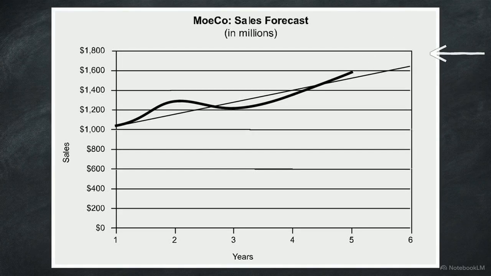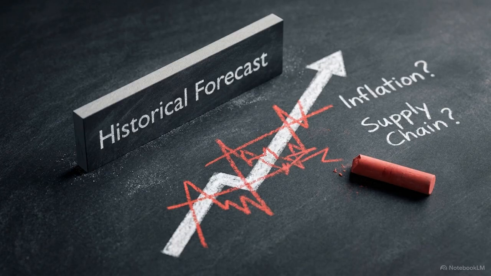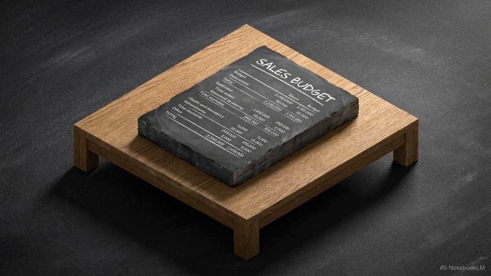But linear projections assume a static environment, ignoring real-world variables like inflation and changes in pricing. Because these dynamic variables constantly bend the trajectory, a backward-looking forecast is incomplete. To build an actionable corporate strategy, that initial forecast must be transformed into a detailed sales budget.